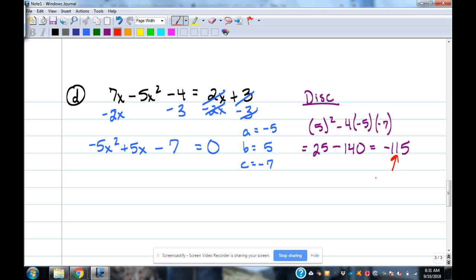Does that tell us about our problem? Two complex solutions. Okay. Jump to your quadratic formula. x equals -b plus or minus radical b squared minus 4ac divided by 2a.